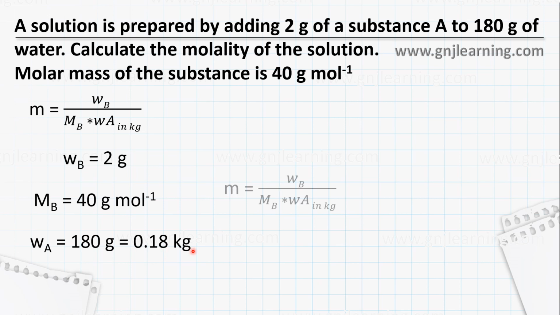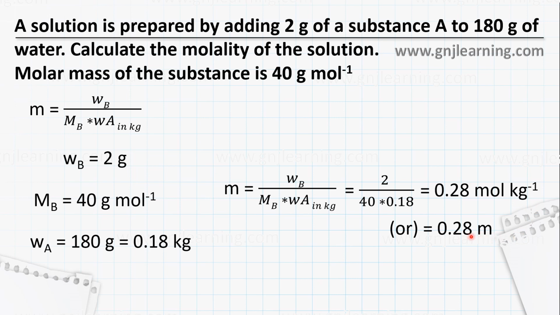You have all the values. You just substitute them into the equation. You will get 2, that is WB, MB is 40, into 0.18, which is equal to 0.28 mole per kilogram. Or you can write simply as small letter m. So the unit of molality can be expressed either as mole per kilogram or mole kilogram raised to -1, or you can express this simply as small letter m. So for molarity it was capital M, and for molality it is small letter m.